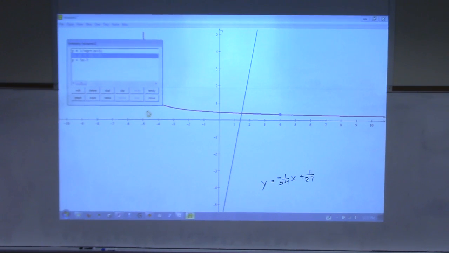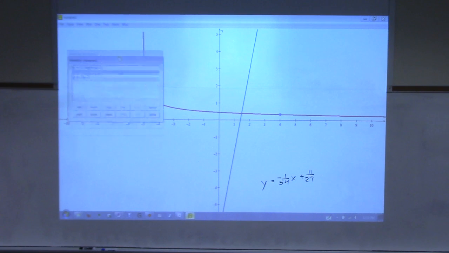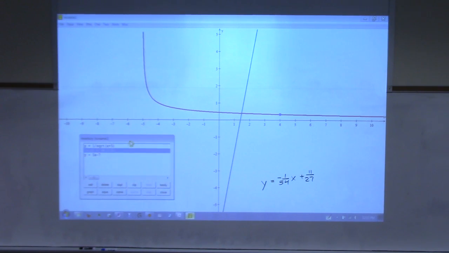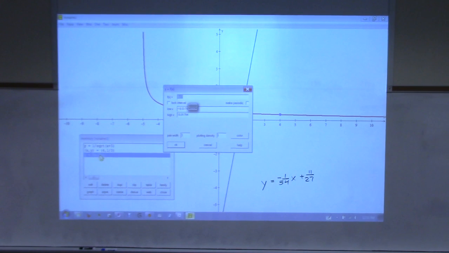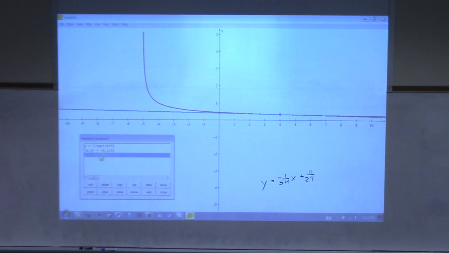You see the red curve is the function. The blue dot is where we're looking. Hey, we got a negative slope, didn't we? Yeah, it's looking pretty promising right now. So let me put in the equation we got, which was negative 1/54 times x plus 11/27. Dead on. Got it?